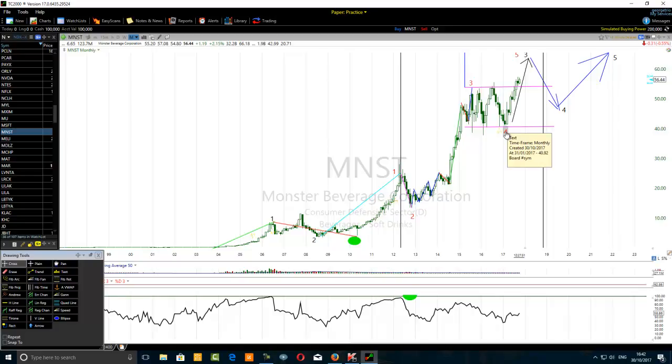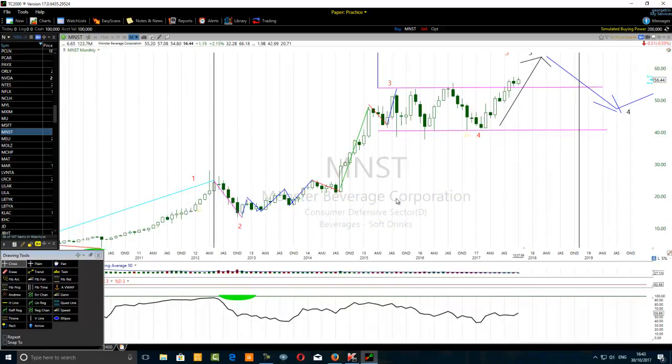I need to remind traders that in this case we have an A, B, C, D, E correction here. Can you see that? But it's not in the shape of a triangle. You can see price came down. So here 1, 2, 3, 4, 5. A, B, C, D, E. Now, is it in a triangle? No, it's not in a triangle as such.